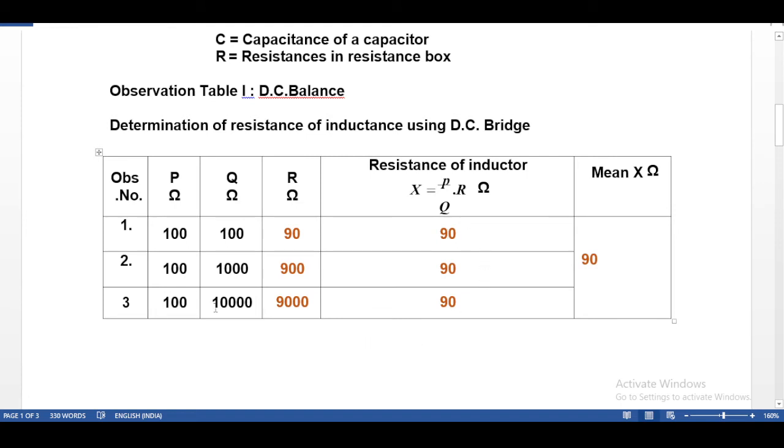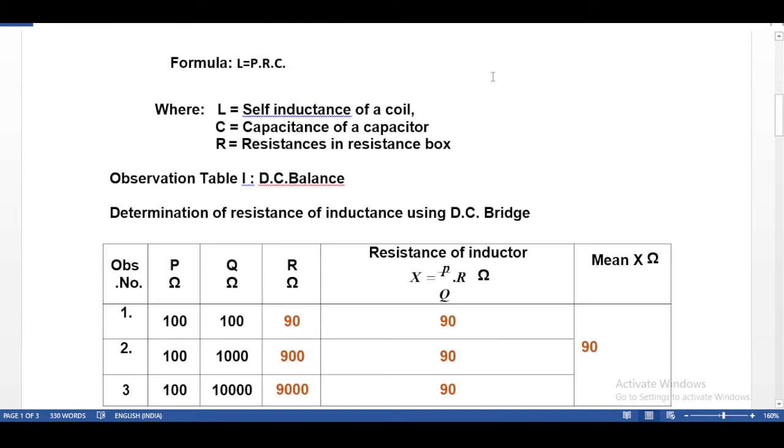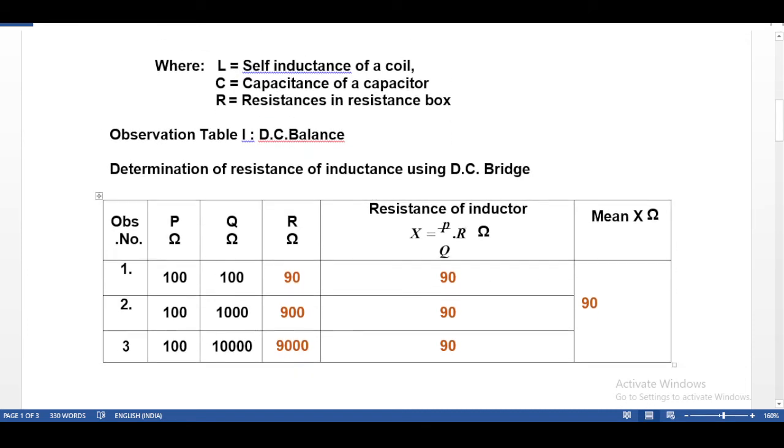Now we move towards the second combination, P same as 100 ohm, but Q 10 times the previous value, that is 1000 ohm. For this combination, again we follow the same procedure, varying resistances P and Q and finding the resistance R for the null deflection in the table galvanometer, or zero deflection. It comes out to be 900, and again by applying the formula we have the result as 90.